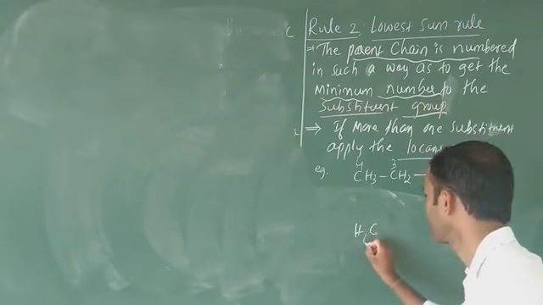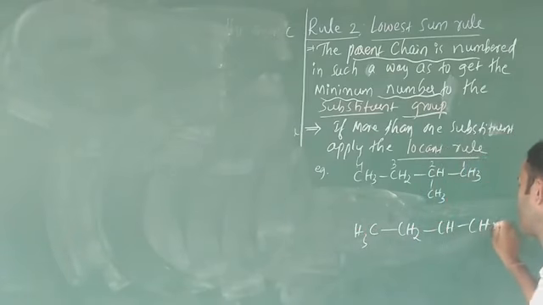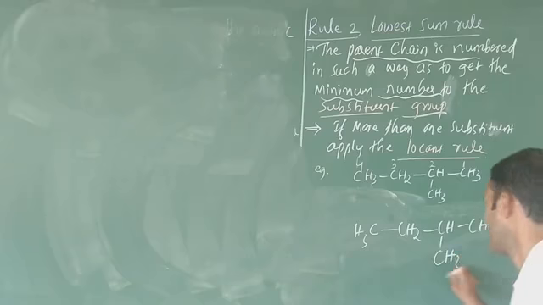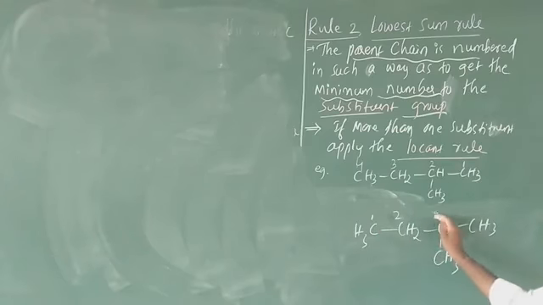CH3, CH2. Next one is CH, next one is CH3. This is CH3. Now you have to check that both of the examples are the same, no? That is why I start from here in the first example. Okay, next I am going to start from here: 1, 2, 3, 4.